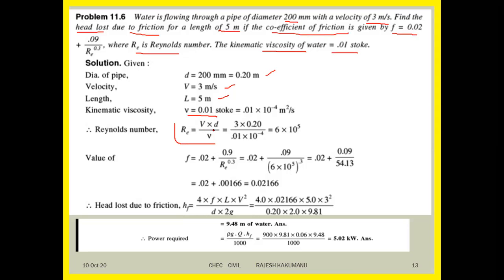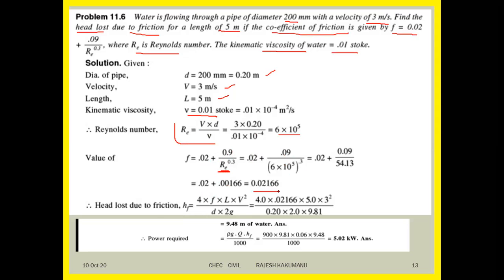Therefore, substituting this one, we are getting the value of RE. So therefore, what is the thing? There is a turbulent flow. Then by taking the value F is equal to 0.02 plus 0.9 by this one, substituting RE value here, we are getting this simplification. Finally, the value of F is equal to 0.02116.